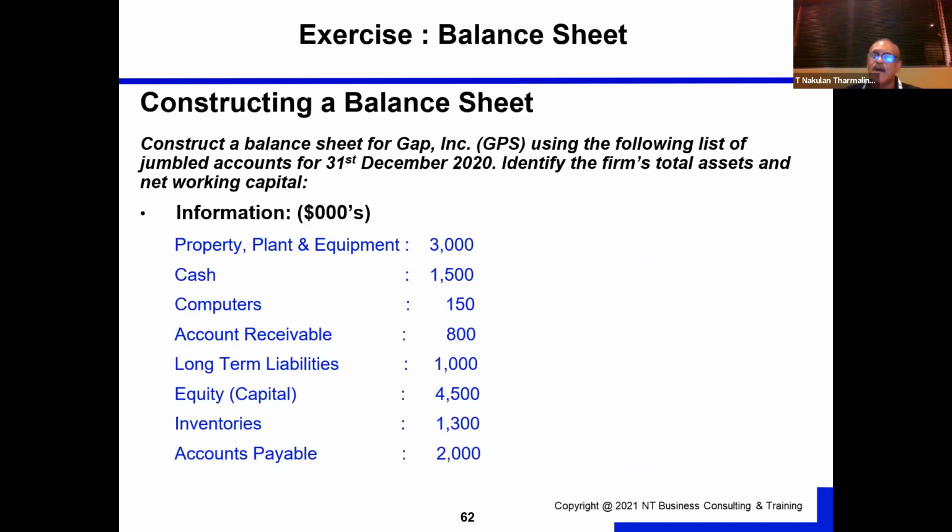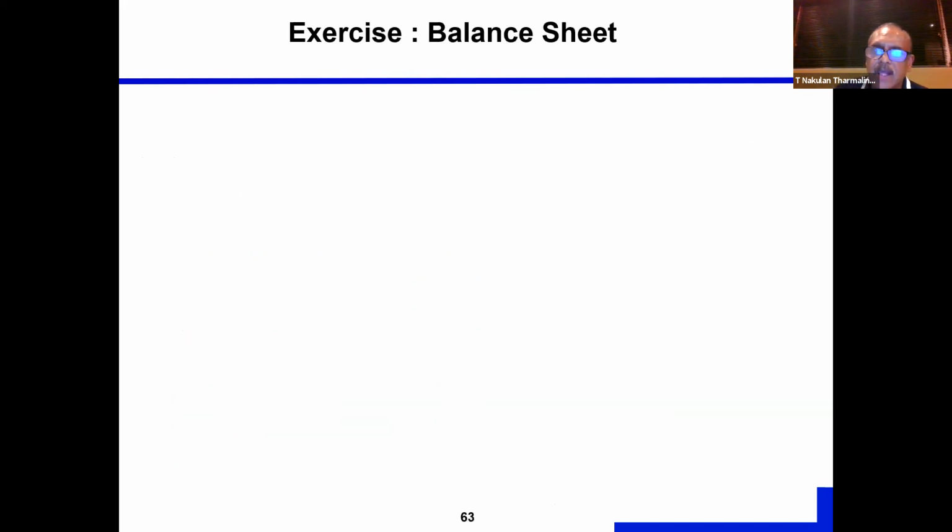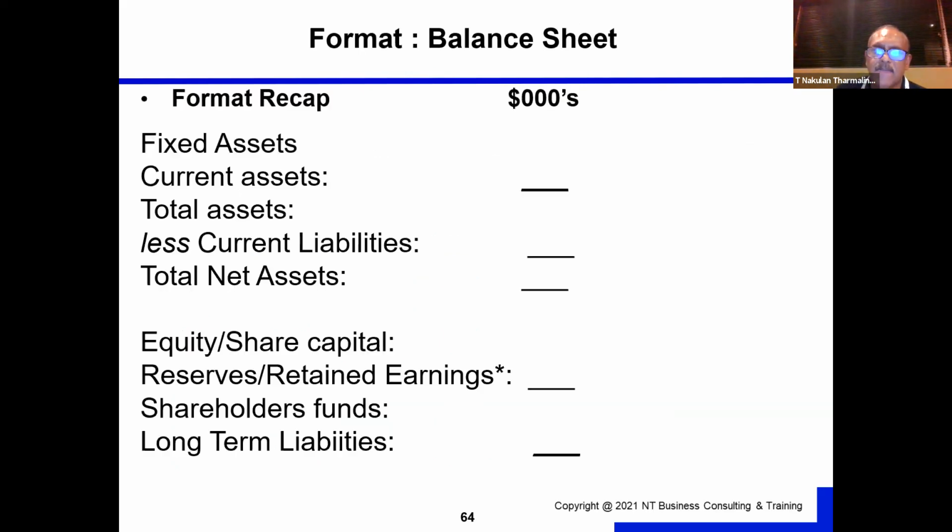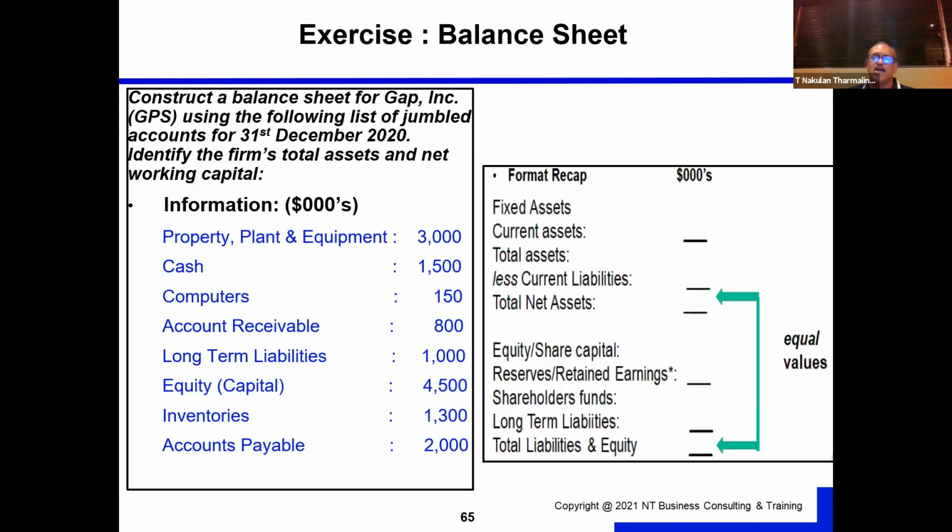Using this format, I've got a question, same as just now, 5 minutes. You've got all these items here: property, cash, computers, accounts receivable, long-term liabilities, equity, inventory. Inventory is like stocks, a current asset item. Accounts payable is a liability. So using the same format I'll give you, I'll put it into one pager. Fix the numbers. 6 minutes, 1 minute more than earlier.